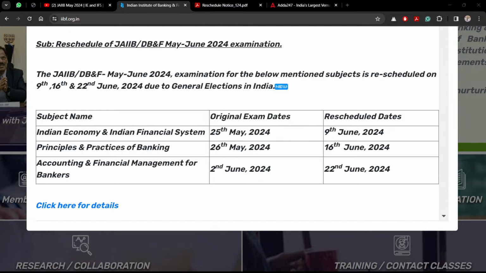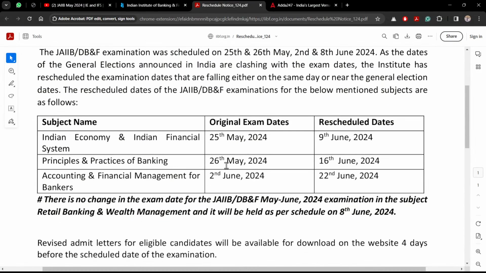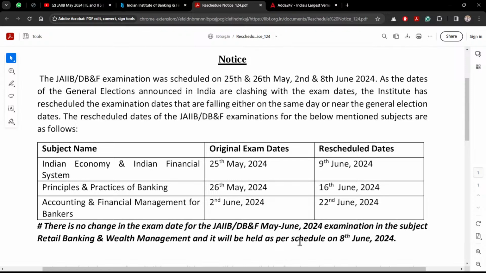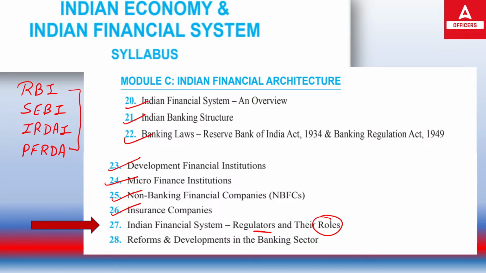Next we have AFM, Accounting and Financial Management for Bankers. It was going to be conducted on 2nd of June, but now it will be conducted on 22nd of June. These are the new dates, and your retail banking and wealth management exam has not been changed. The date for retail banking will be 8th June. So your papers start from 8th of June with retail banking and wealth management, 9th June IEIFS, 16th June PPB, and 22nd of June will be your AFM. These are the important dates. Do remember them, but prepare according to the old dates, so that it gives you more margin to revise and practice. Now let's continue with the practice of questions.